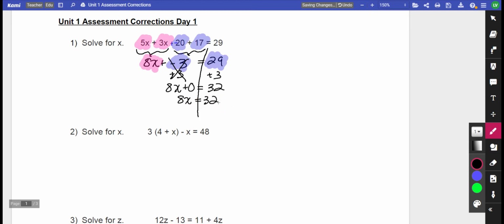Now I need to go in and figure out my next step, which is the opposite of multiplying by 8. That is dividing by 8. X equals 4.